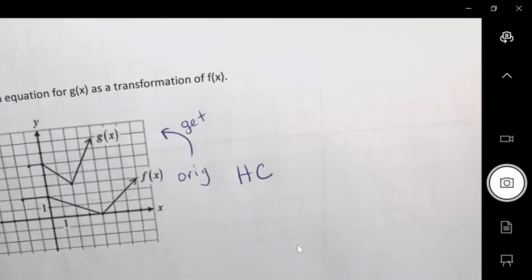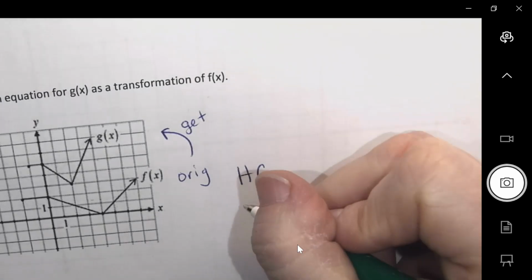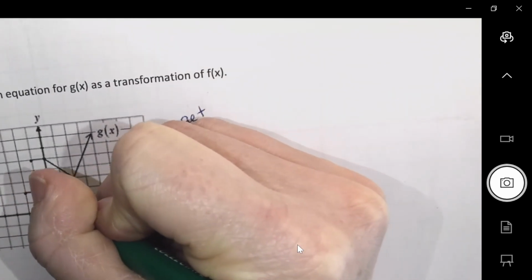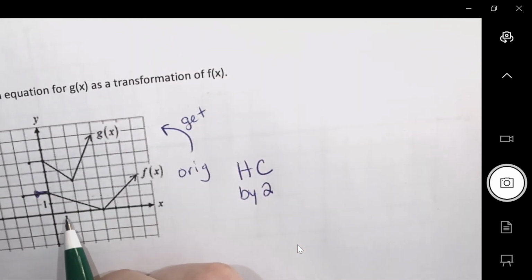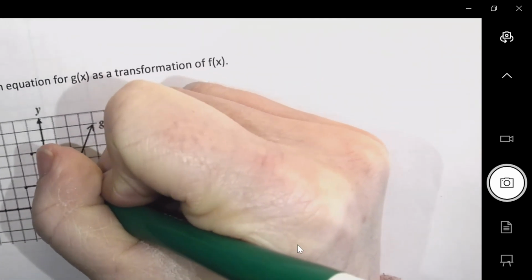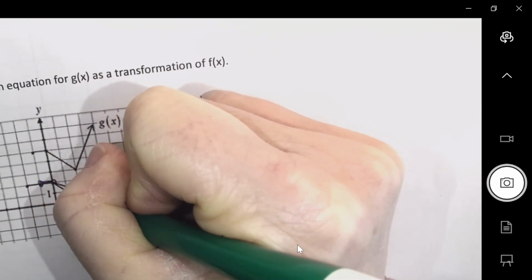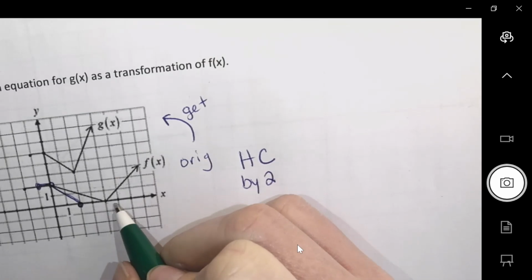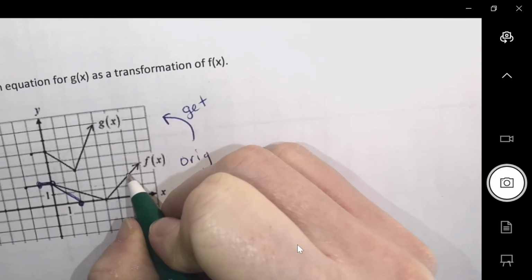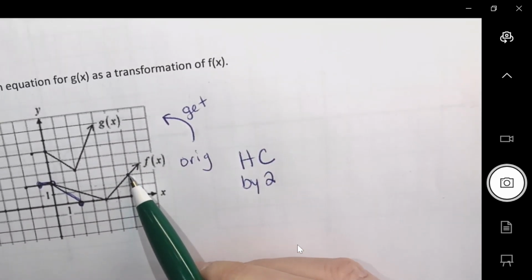I think I did a horizontal compression, right? I squished it in. So I can see it would be by 2. So I'm going to do that. So this point is out at -2, so I'm going to move it to -1. 1, 2, 3, 4. So I'm going to take that coordinate to 2. I'm going to grab this coordinate right here, which is at a 6.